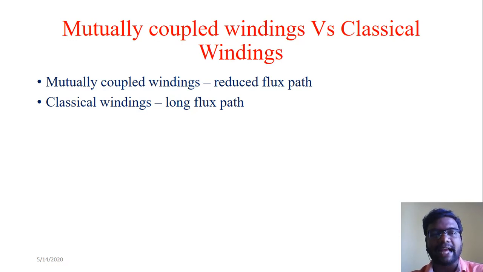And now coming to the classical type of winding, the classical type of winding is a long flux machine. That means the flux path is large, and it occupies more core area in a switched reluctance motor. So it gives a higher value of torque compared to a mutually coupled switched reluctance motor, right? Moreover, the iron loss also seems to be higher, right? So we have to choose the type of winding depending upon our torque requirement.